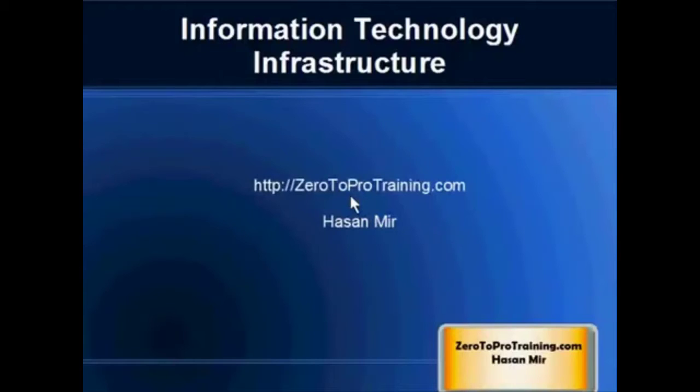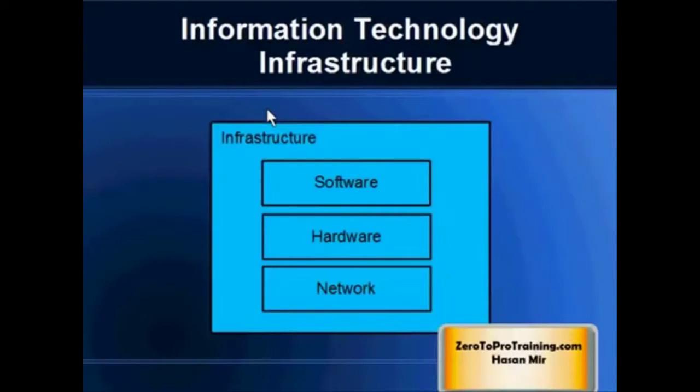Hello, the topic for today's session is Information Technology Infrastructure, or IT infrastructure. So what does infrastructure mean? The term infrastructure entails all those components that are installed or implemented in a company to provide IT services. For example, software or applications, hardware, and the network.